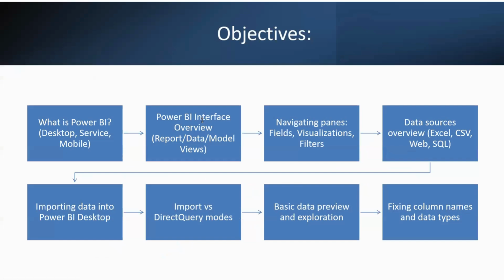Now we have 8 objectives for today's class. The first one is to define what Power BI is, to look at the different versions: we have desktop, service, and the mobile. We look at the Power BI interface, the overview. We have the data, the report, and the model views. Then we talk about the navigating panes, fields, visualization, filters.